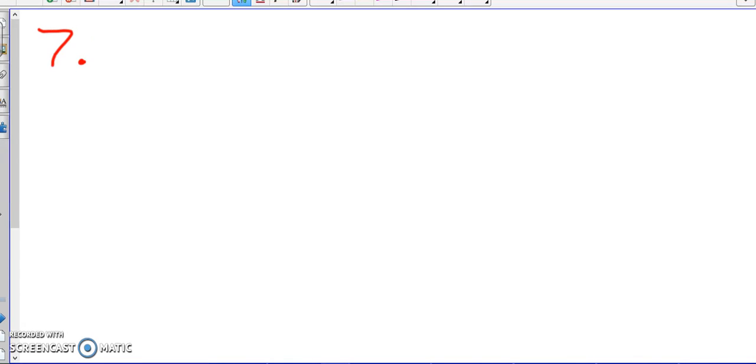Section 7.2, simplifying radical expressions.